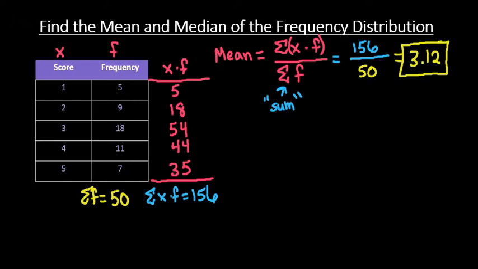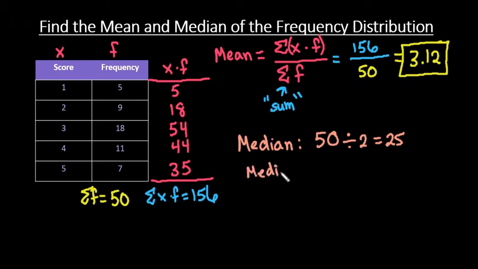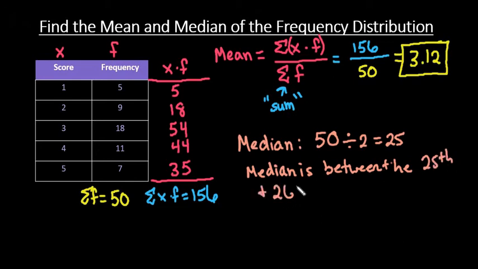Okay, so the second thing that I want to talk to you about is finding the median. The median, remember, is the middle value. So for this, since we have 50 terms, or 50 people, so that's our sample size, we would just take this and divide it by 2, and we would get 25. So that means that our median is between the 25th and 26th term. Okay, because remember the median is, from smallest to largest, the very middle term.